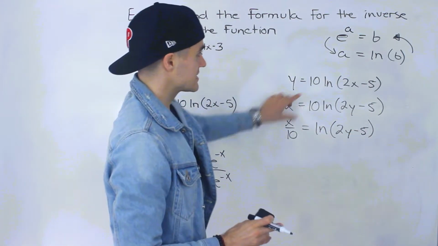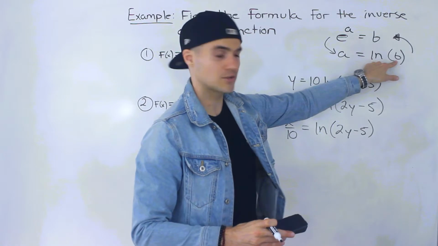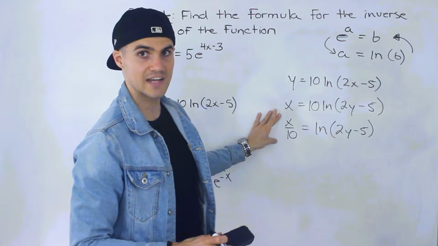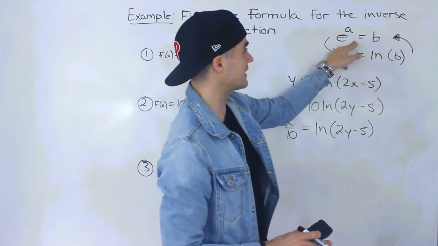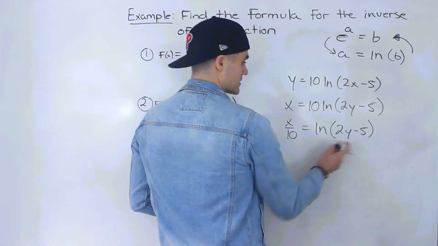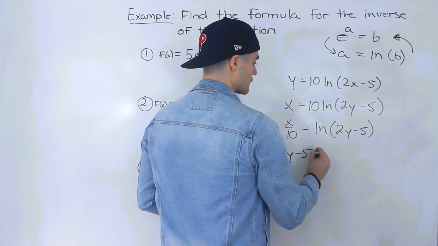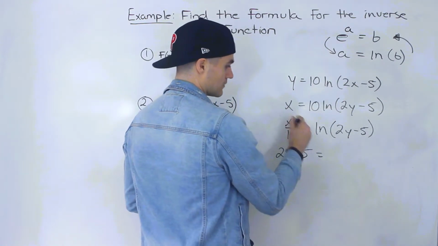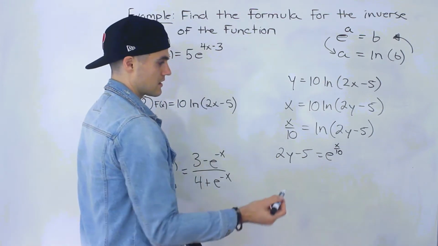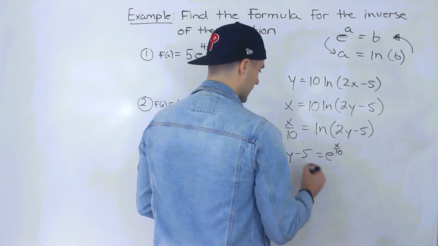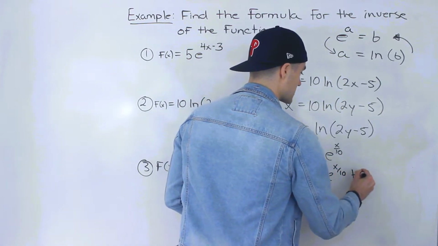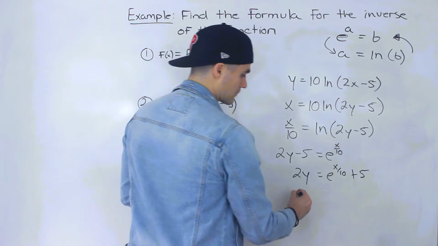And now notice that this is in this format, where this b value is this entire expression 2y minus 5, and then this a value is this x over 10. So if we go from here to here, what we're doing is we're isolating for the b, so we'll have 2y minus 5 equals e to the power of a, or e to the power of x over 10. Okay, and now we can isolate for this y, bring the negative 5 over, so we'll have 2y equals e to the power of x over 10 plus 5, and then divide everything by 2.